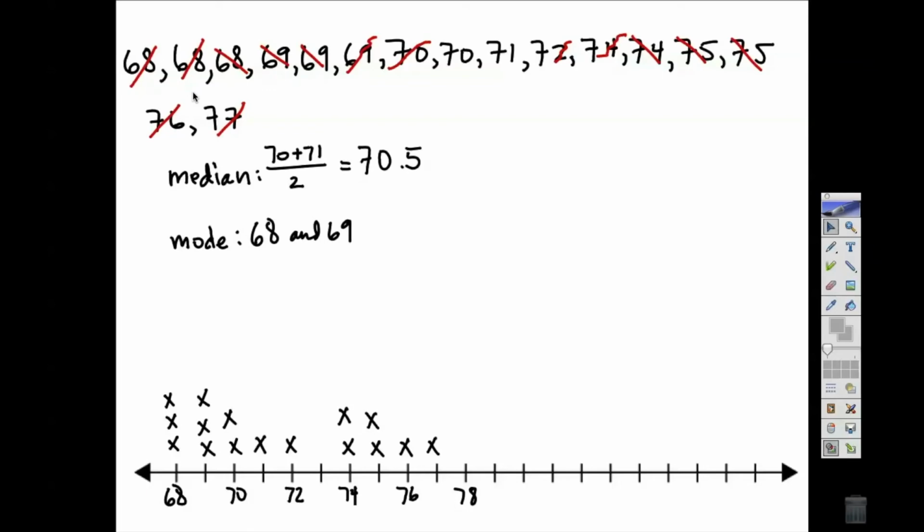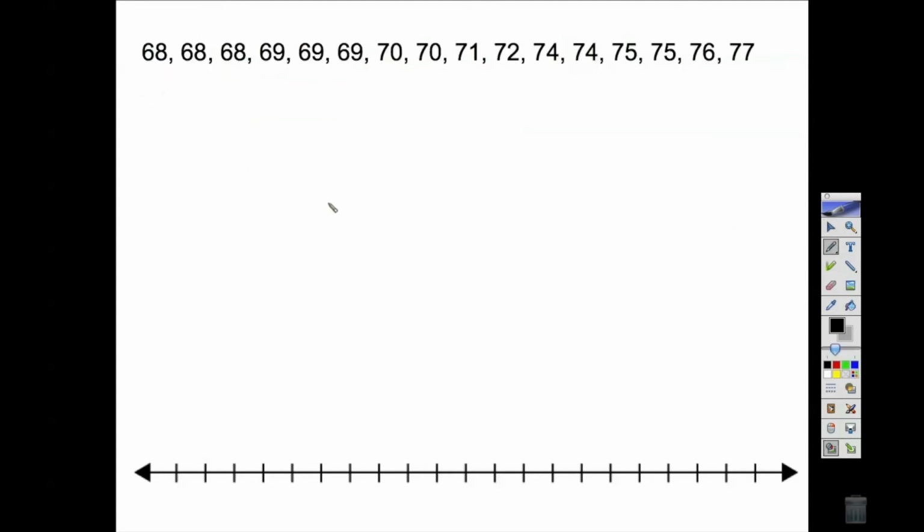The great thing about this is that the median is already your Q2. So Q2 is equal to 70.5. That is right here. So I'm going to use these numbers for finding my Q1 and all these numbers over here for finding my Q3.